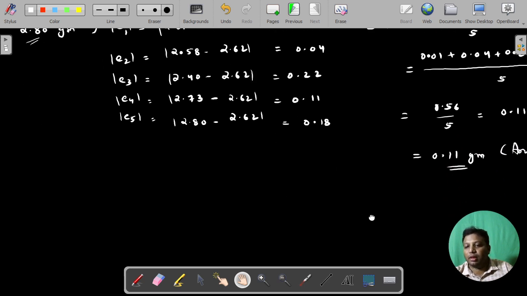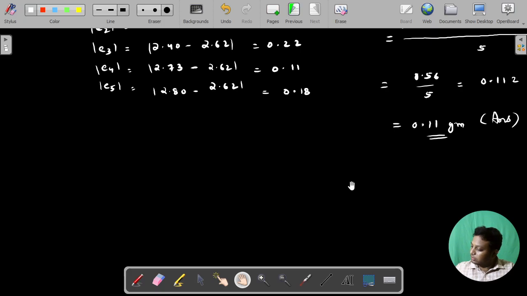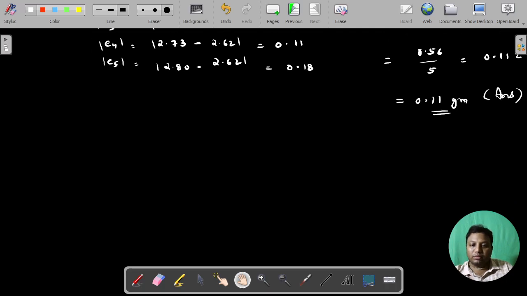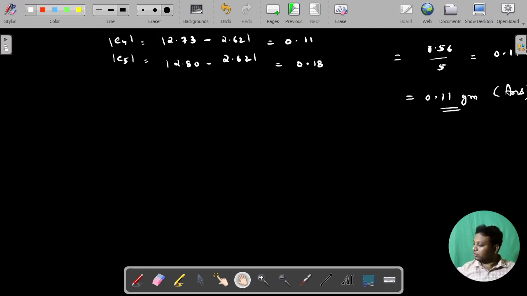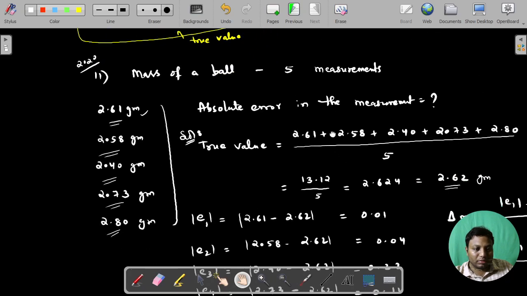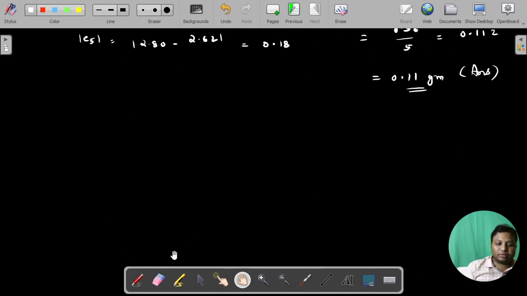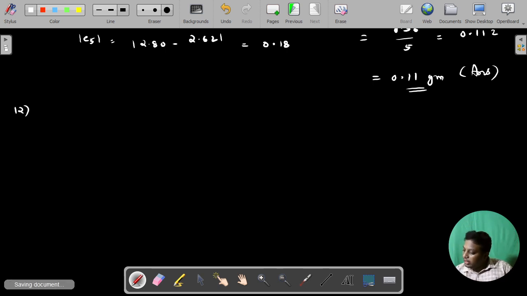Okay, then how many questions are done? 11 questions we have done till now. 12th one. Current carrying conductor obeys Ohm's law. So this question was asked in the 2019 EAMCET exam. Okay.